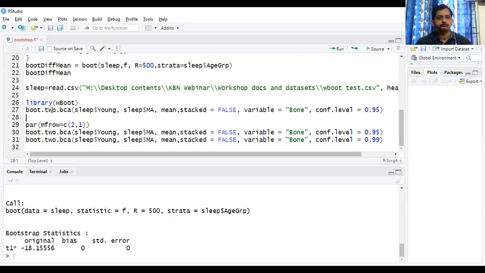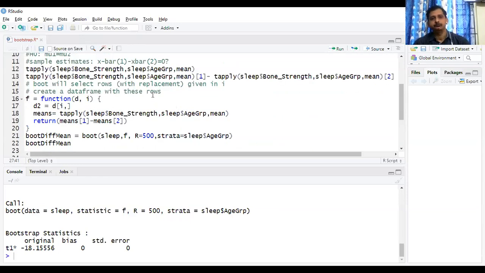Boot.to.bca corresponds to 2 samples, and this is a measure for comparing two groups with respect to bootstrapping. How do I call this? The first argument should be of one group, the second argument should be of the other group, and I want to compare across the mean. Here also, mean only.